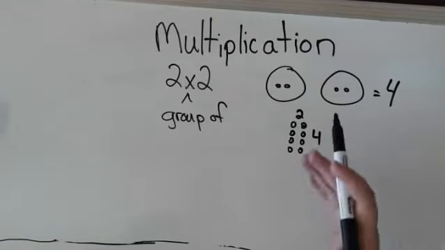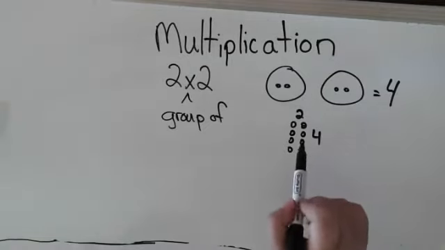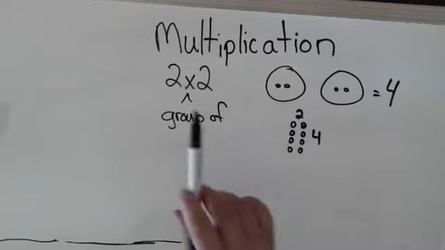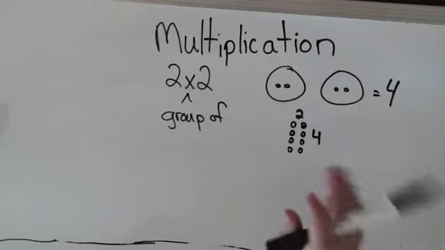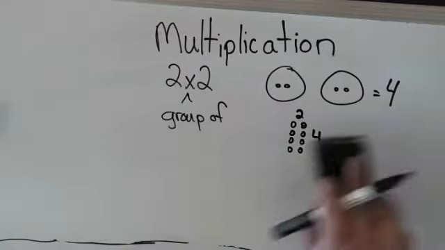Now, as we get into bigger and bigger and bigger numbers, this might not be as good of a method. But when you're doing the smaller numbers and you're just learning that 2 times 2 is actually 2 groups of 2, these are a good way to go. Let's look at another array.